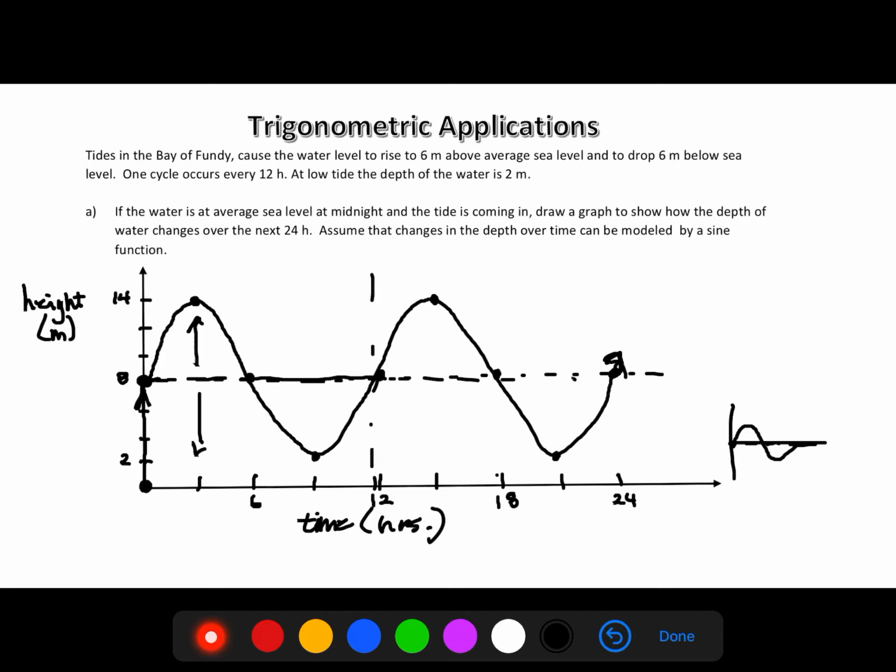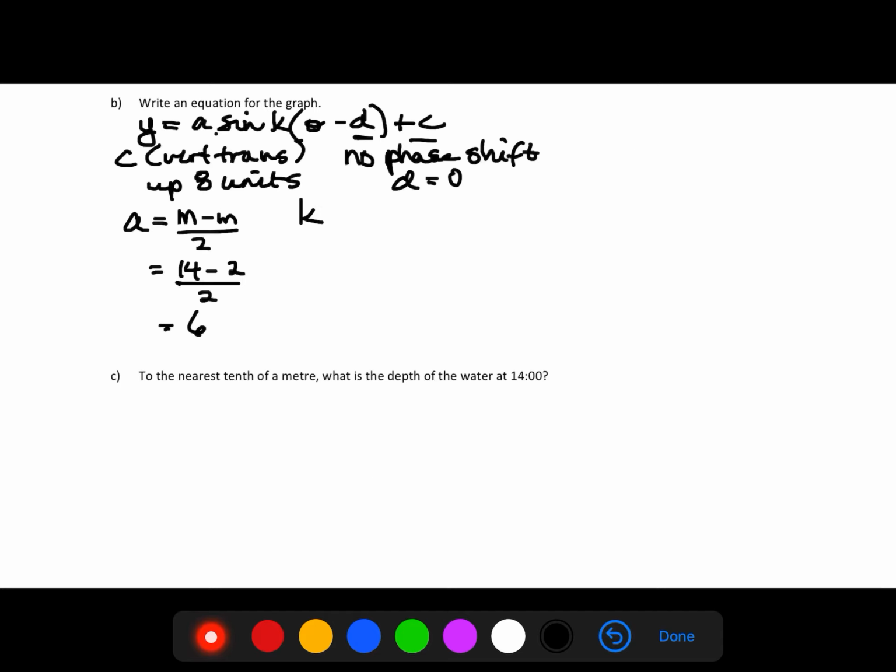Okay, so we know that our amplitude is 6. Now we want to figure out our K value. And remember, our K value comes from our period. So we know that one full cycle happened in 12 hours. We're going to use that to figure out our K.